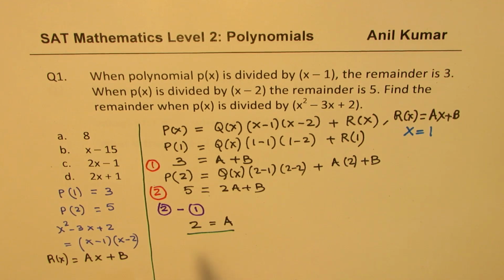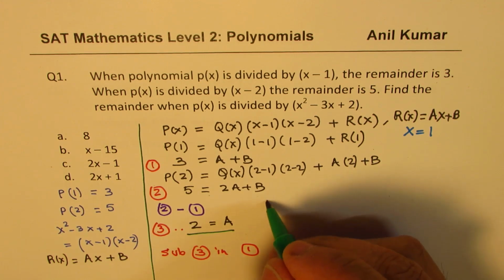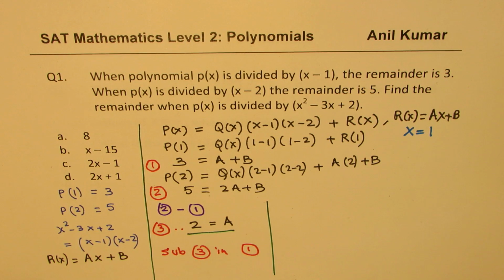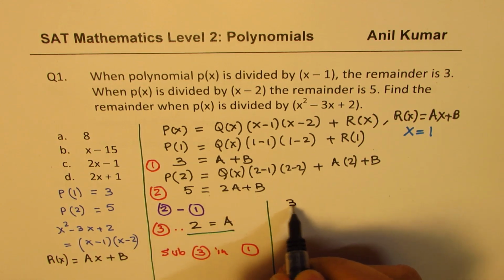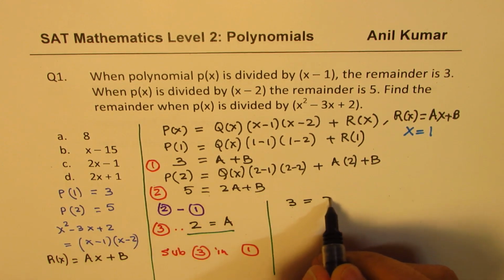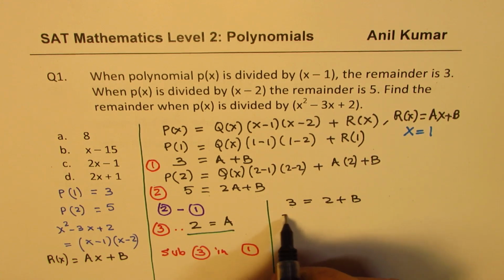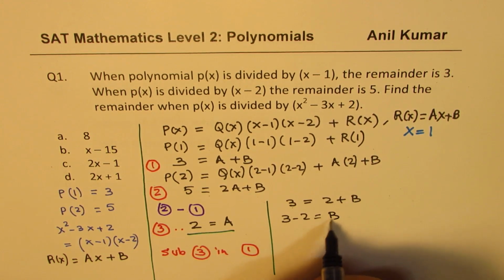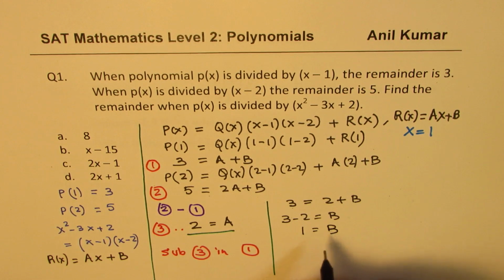Now, since we know a is 2, let's call this equation 3. We can substitute equation 3 into, let's say, equation 1, correct? In that case, what do you get? So when you substitute, we have 3 equals a, which is 2 for us, plus b. So 3 minus 2 will be equal to b, or b is 1. So we know b is 1.